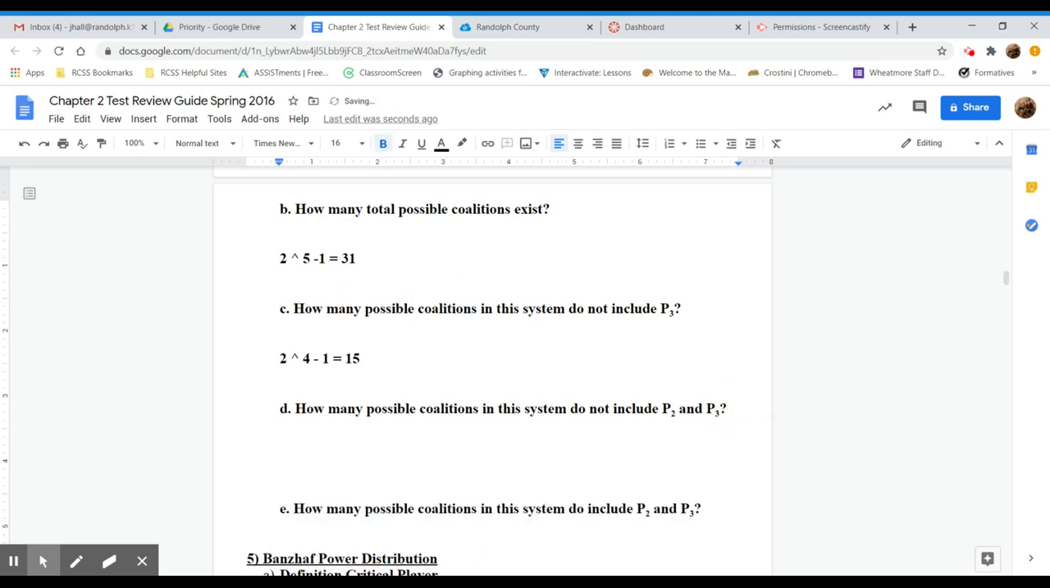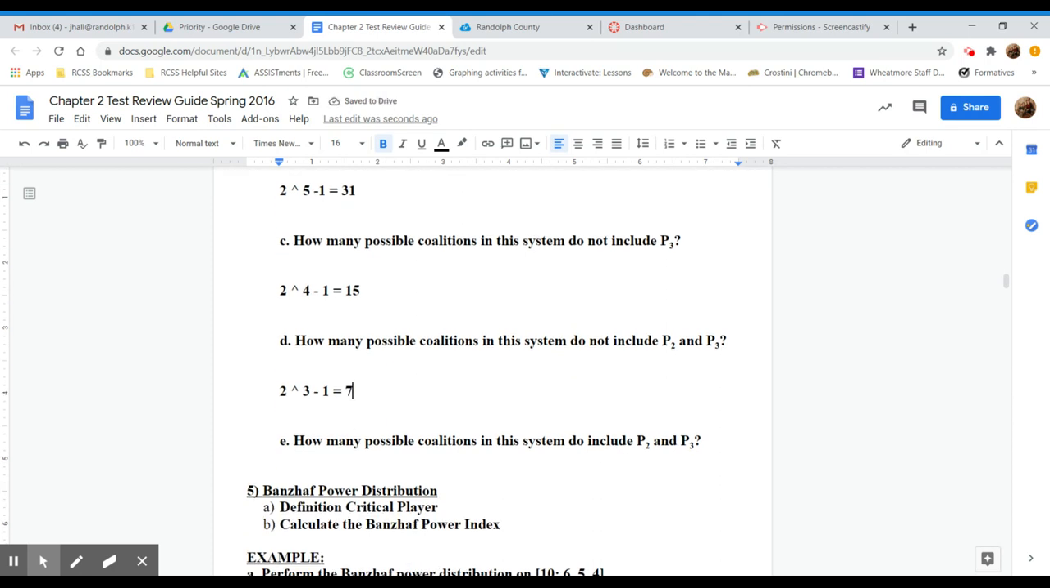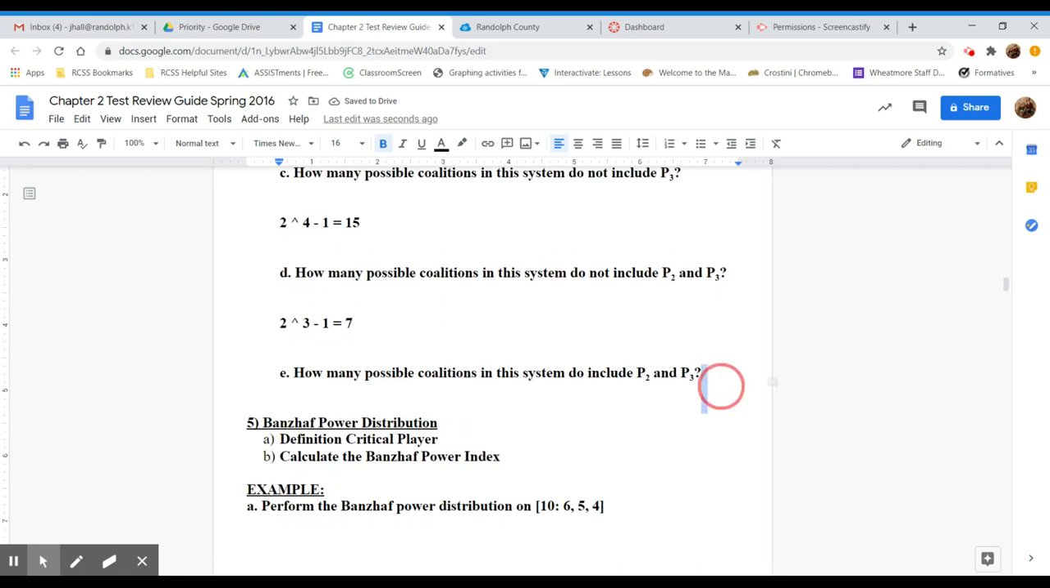How many possible coalitions in this system do not include player 2 and player 3? Well, this is easy. Again, just drop it, right? There were 5 total. Now we've taken 2 out, so it's 2 to the power of 3. So 2 times 2 times 2, which is 8, minus 1, which is 7. There's 7 total possible coalitions that do not include player 2 and player 3.